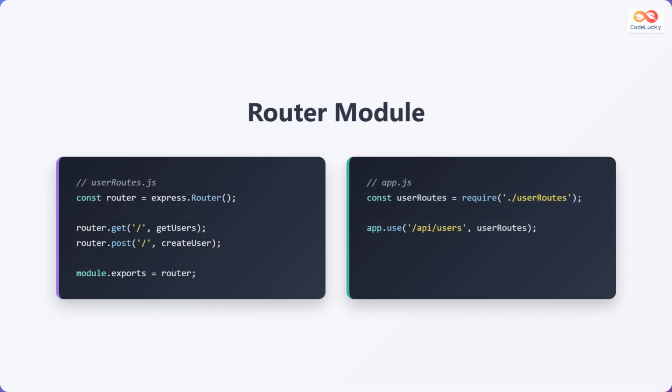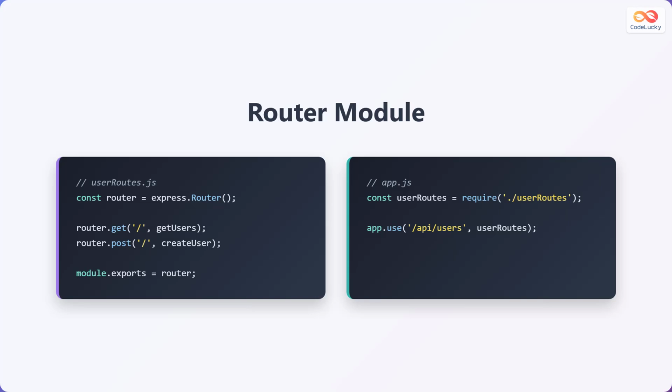As your application grows, it's helpful to organize your routes into separate modules. The Express Router module allows you to define a group of related routes in a single file, and then mount that router in your main application file. First, in userRoutes.js: const router = express.Router(); router.get('/', getUsers); router.post('/', createUser); module.exports = router; This creates a new router and defines routes for getting and creating users.